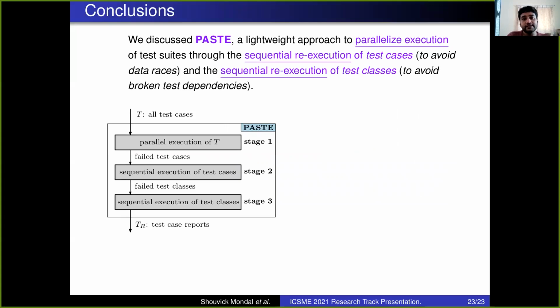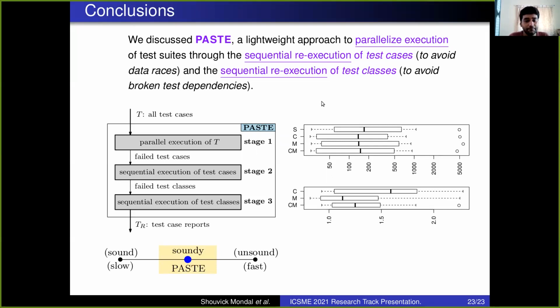To conclude, we discussed PASTE, which is a lightweight approach to parallelize the execution of a test suite. Broken test dependencies are resolved by running test classes sequentially. We had a substantial speedup. PASTE is soundy. And thank you.